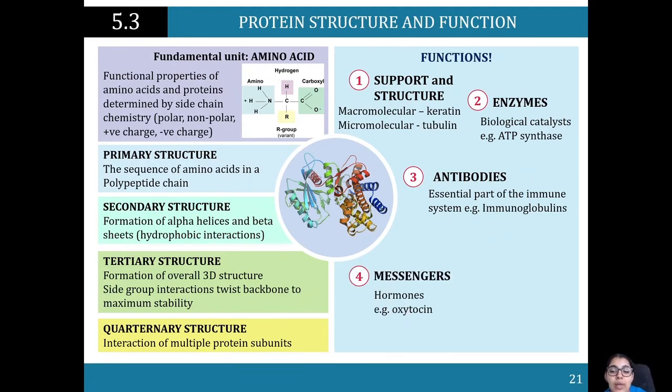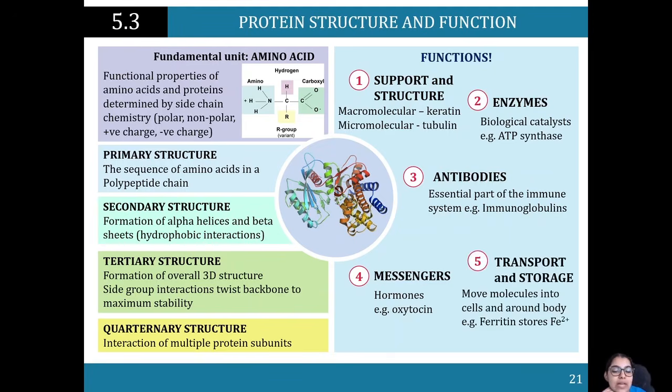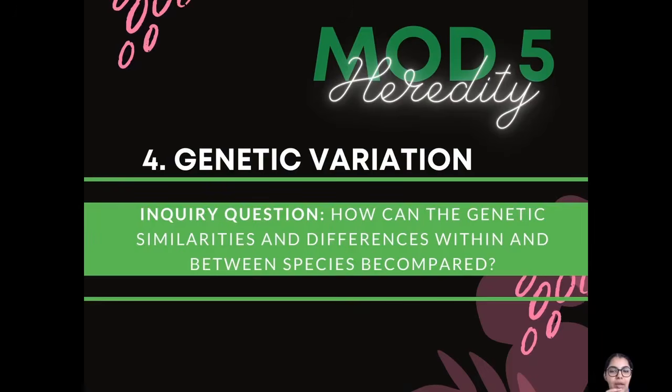They're made of proteins, and that includes things like immunoglobulins. We have messengers, so that includes our hormonal messengers like oxytocin. And finally, protein is really important for storage and transport. So moving molecules into cells and around cells requires the production of these proteins. And an example of that is ferritin, which stores iron.